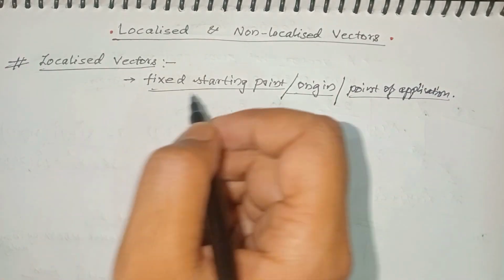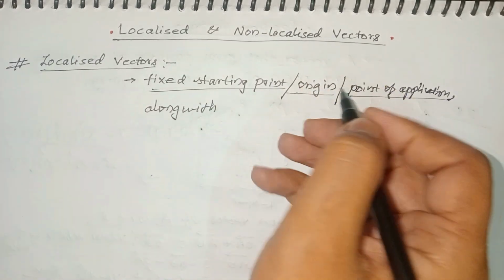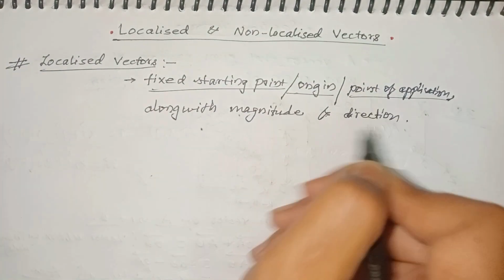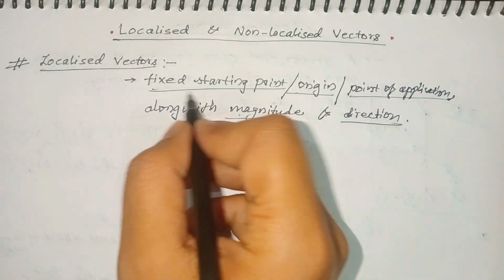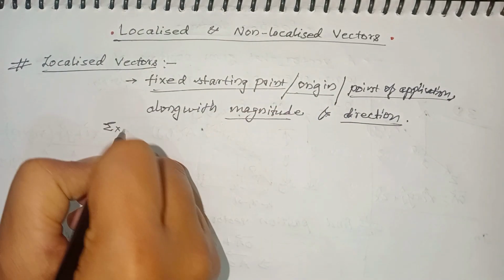It can be said about this. These three things go along with what? If it is a vector, it will have magnitude and direction. Along with magnitude and direction, it will have a third part. What is that? A fixed starting point. Which vector has a fixed starting point?